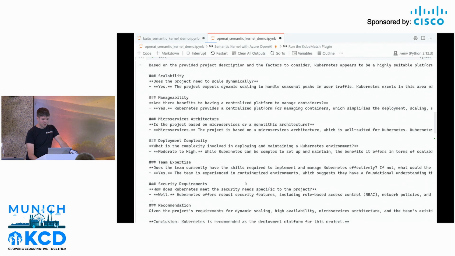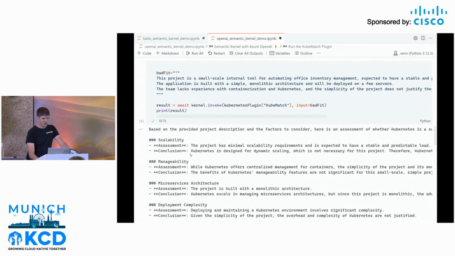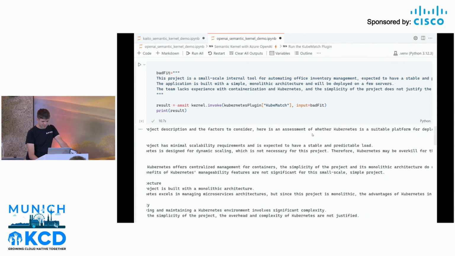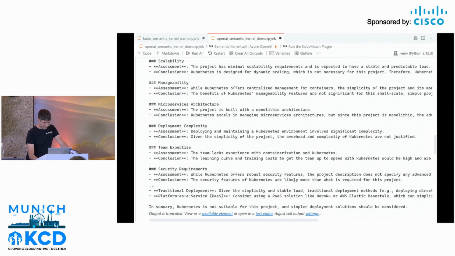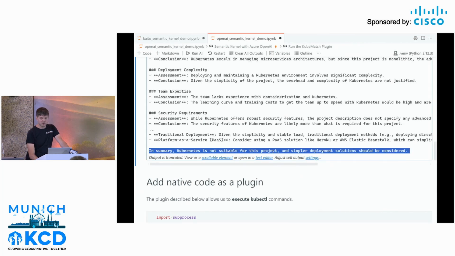And also, remember we described some factors to consider, and it gave us an answer why this is a good fit for each factor we wrote there. So way better output than the Falcon model. And also the bad fit, based on the description and the factors to consider, here's an assessment of Kubernetes. Let's see, on the bottom, the summary: Kubernetes is not suitable for this project, and simpler deployment solutions should be considered. So way better output for the same code, but with a different model.